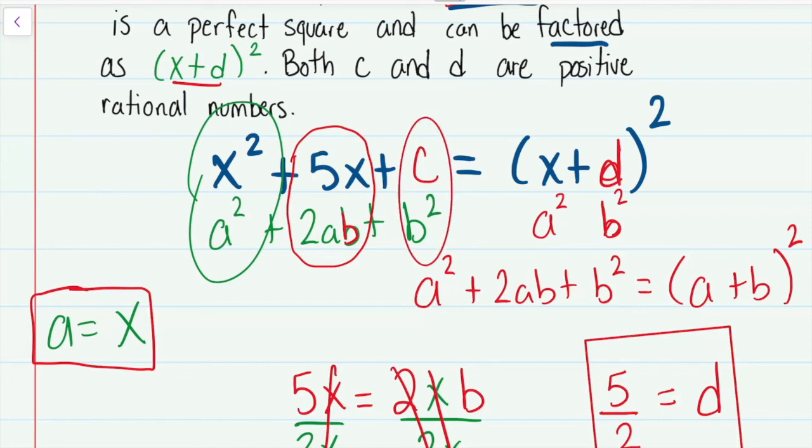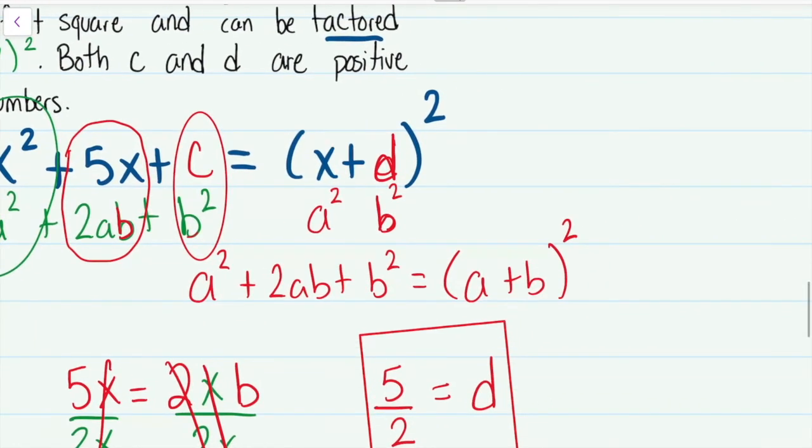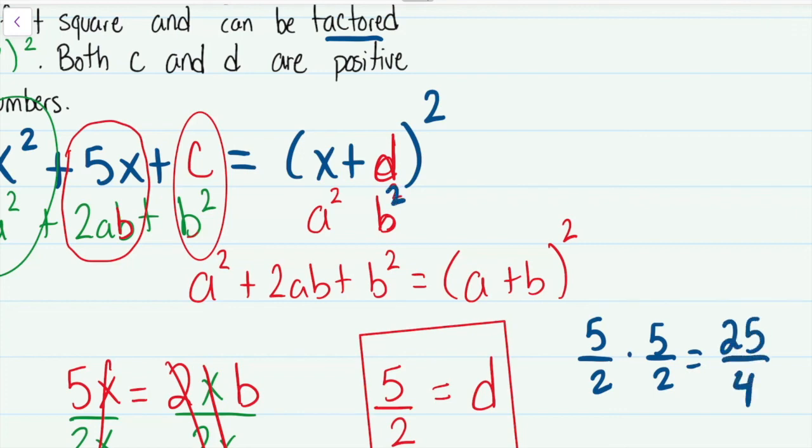So if C is equal to the square of b, well, what's 5 over 2 times 5 over 2? 5 times 5 is 25. 2 times 2 is 4. So when you square what we know as d, we get this answer. So we know that is letter C. C equals 25 over 4. And we just found the answer.